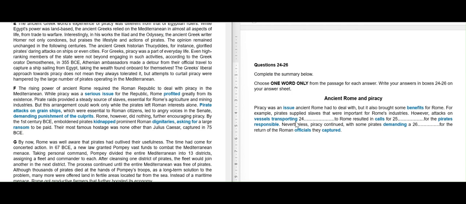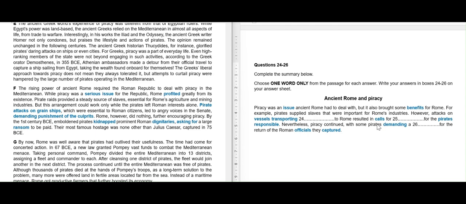If you read this line, pirate attacks on grain ships, you can easily find the keywords attack, ships, which is synonymous to vessels, as it says that these were grain ships, which means these ships transported or carried grain, hence the answer is grain.